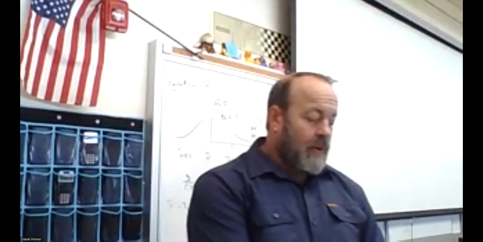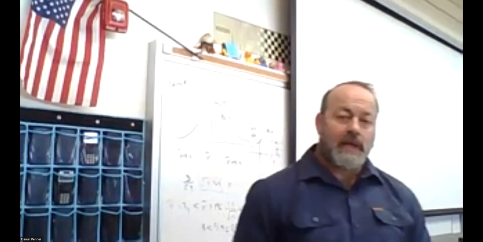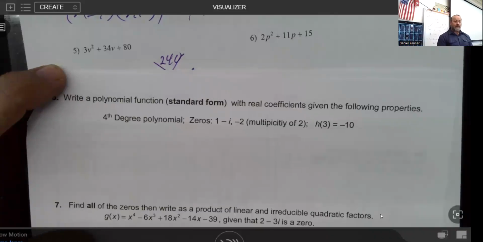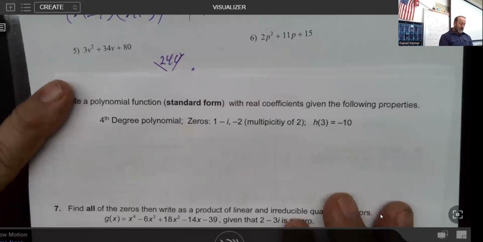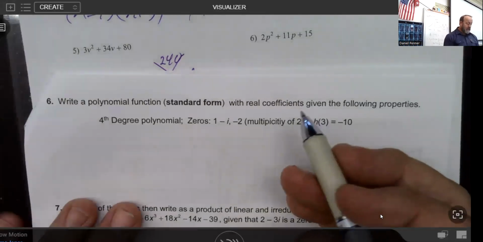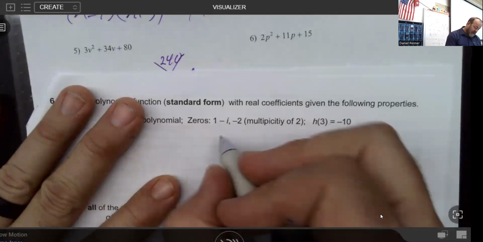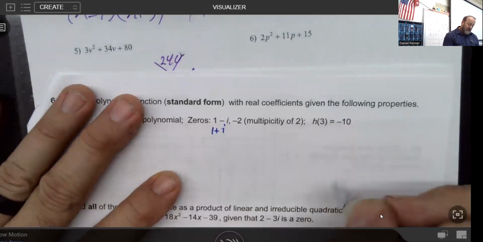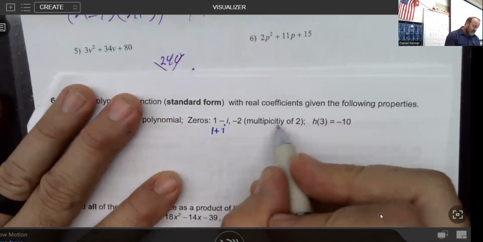But here we go. I want to write a polynomial, and I would like it to be in standard form with real coefficients according to these following pieces. Now, keep in mind, we should know if 1 minus i is a root, and so is 1 plus i. And notice it says -2 is a root of multiplicity 2.